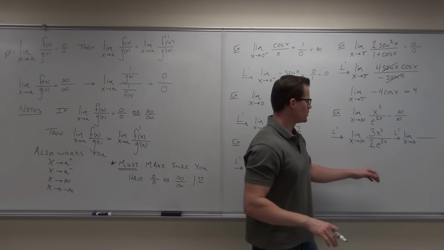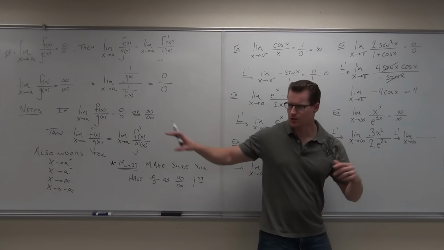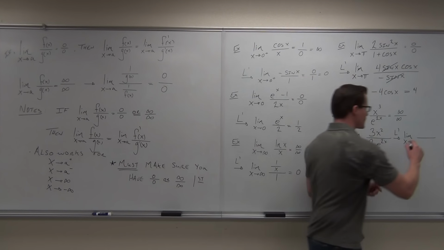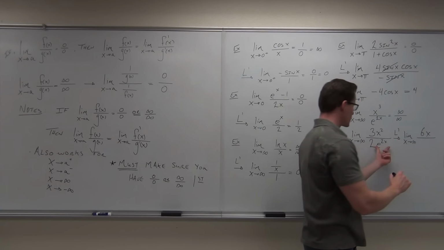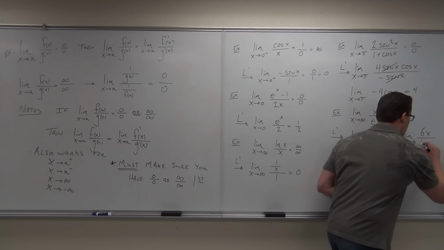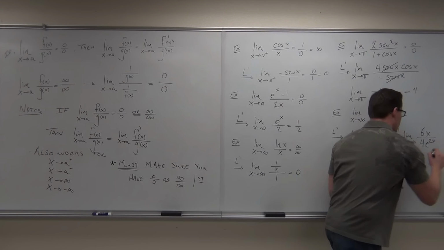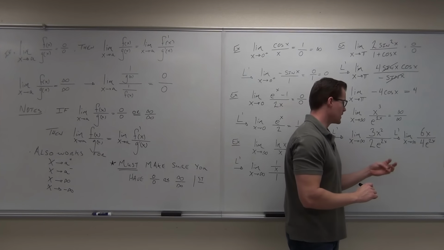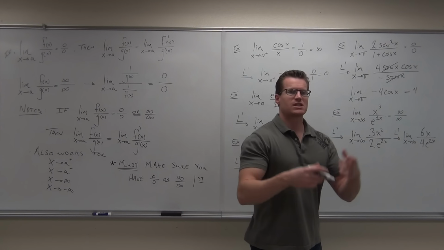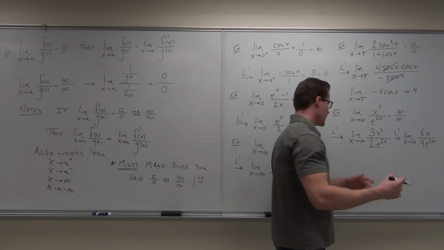If I do L'Hopital's rule again, since I had infinity over infinity, it's an indeterminate form, L'Hopital's works, I get 6x over 4e to the 2x. Another 2 because of the chain rule yet again. We still have infinity over infinity. Let's do it again.